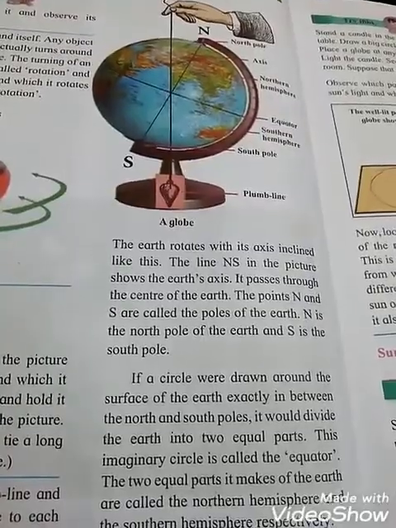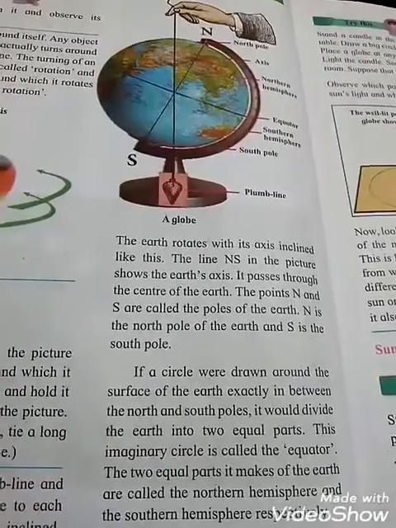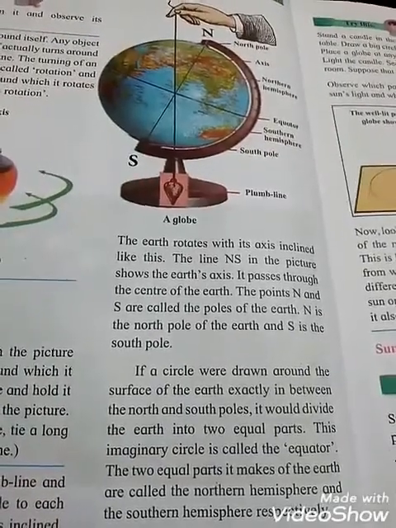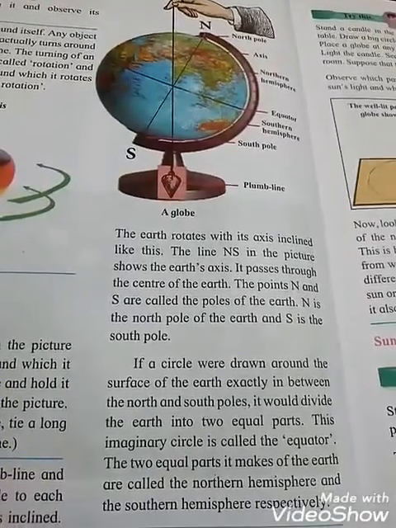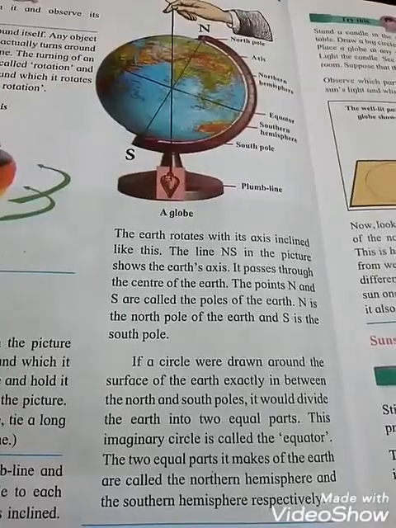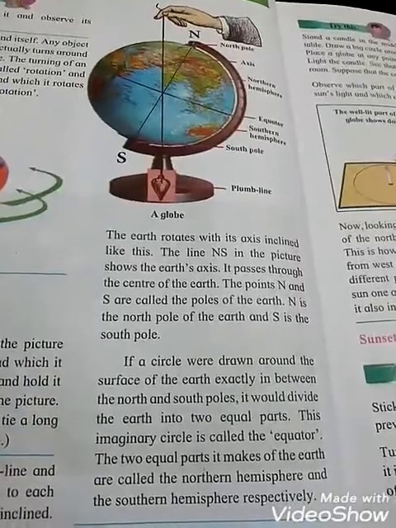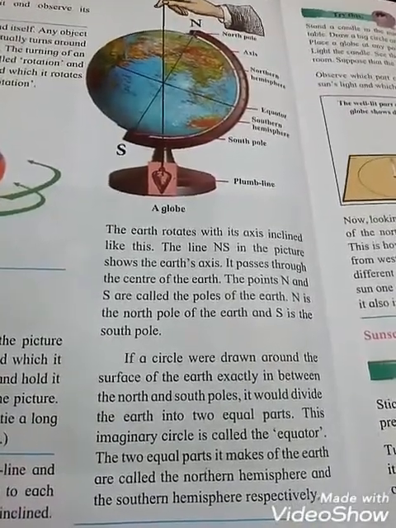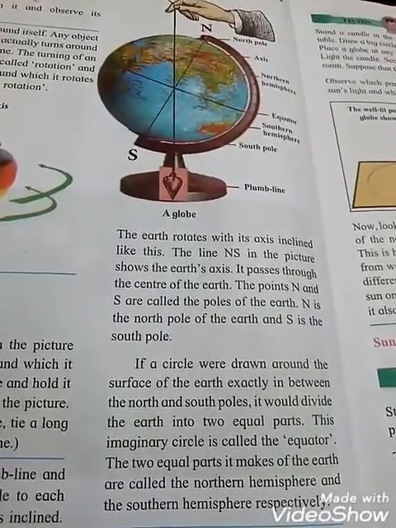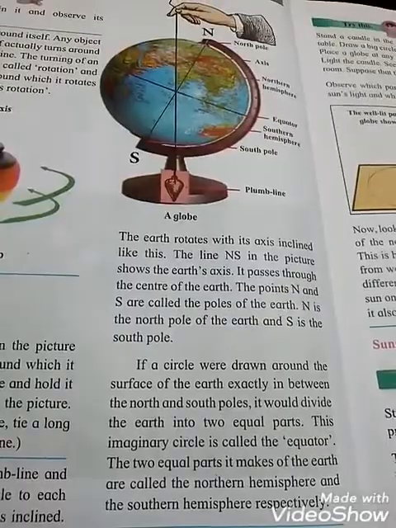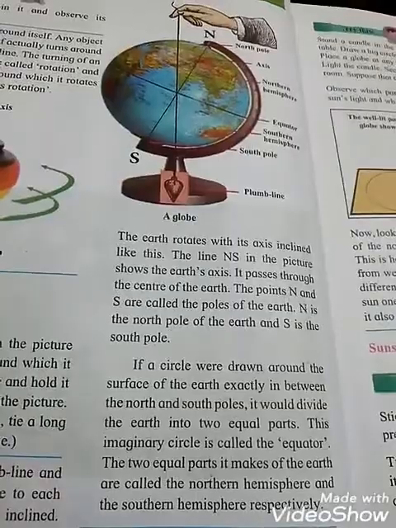See students, in this diagram, a globe. See the imaginary circle in the center, the equator is drawn. If a circle were drawn around the surface of the earth exactly in between the north and south poles, it will divide the earth into two equal parts, and this imaginary circle is called the equator. The two equal parts it makes of the earth are called the northern hemisphere and the southern hemisphere respectively.